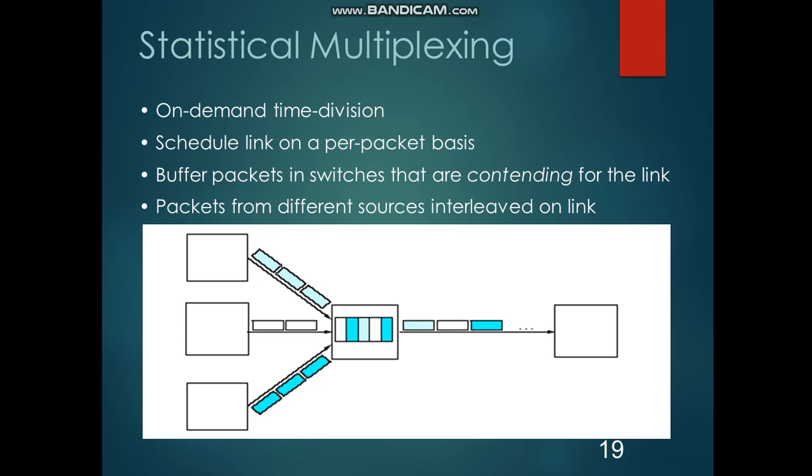Then we have statistical multiplexing. It is an on-demand time division multiplexing. To save time, the data will be transferred only when needed, and the link is scheduled on a per-packet basis. Packets are buffered in switches that are contending for the link. So if we have different data coming but only a single line, these data packets will be stored in the buffer in the switch, and one by one they will be transferred on this link so that there is no congestion.